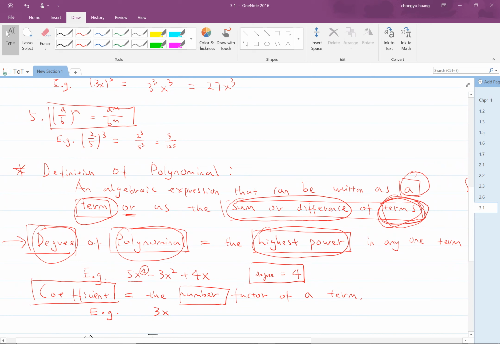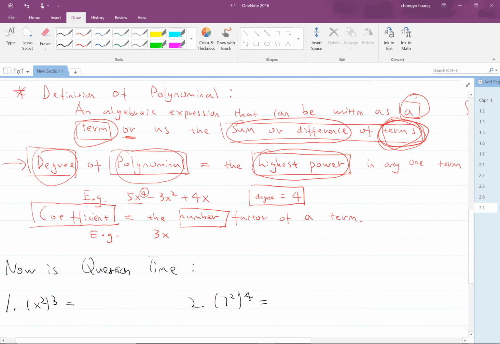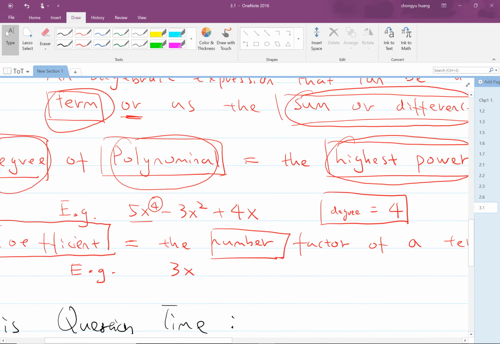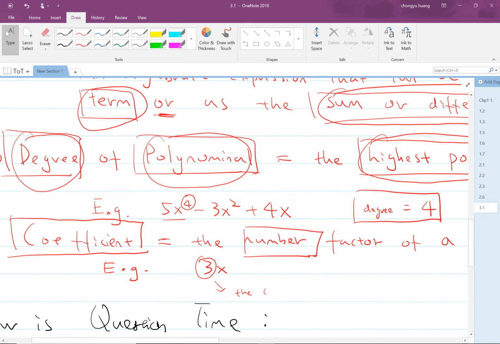With this, one last thing, I think it's the most important thing in this section: the coefficient. The coefficient is just the number in front of the variable in a term. For example, we've got 3x over here. So 3 is going to be the coefficient. The number before the variable is the coefficient.